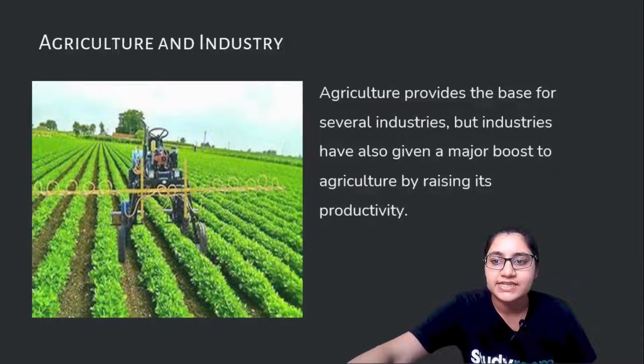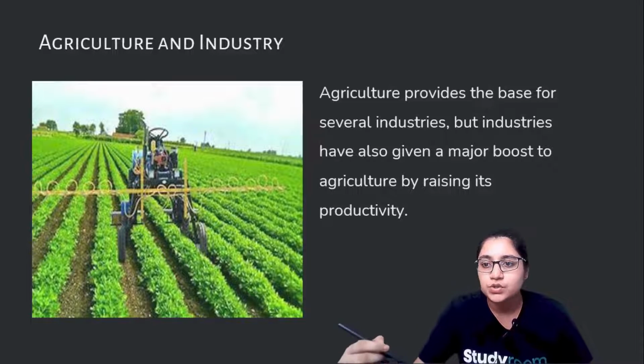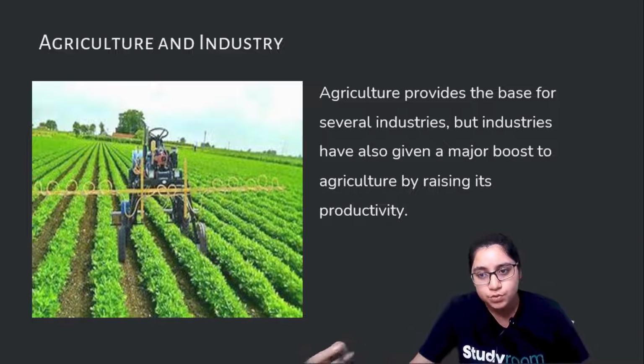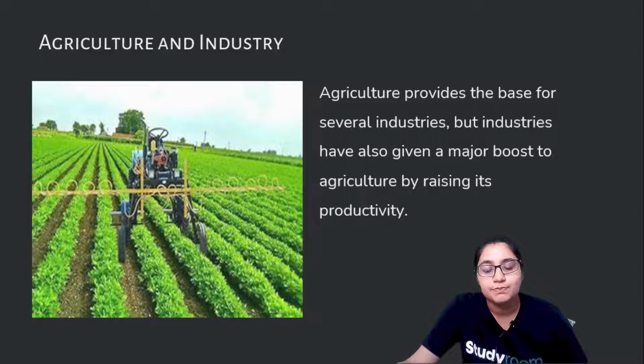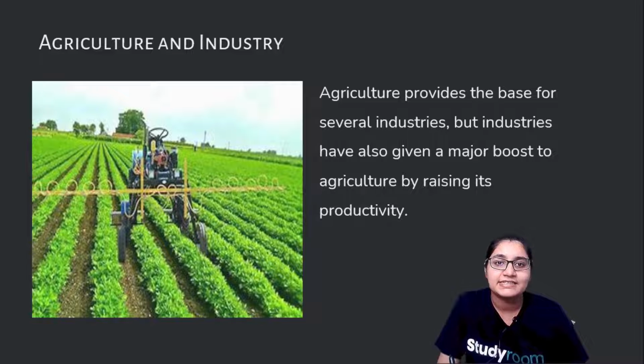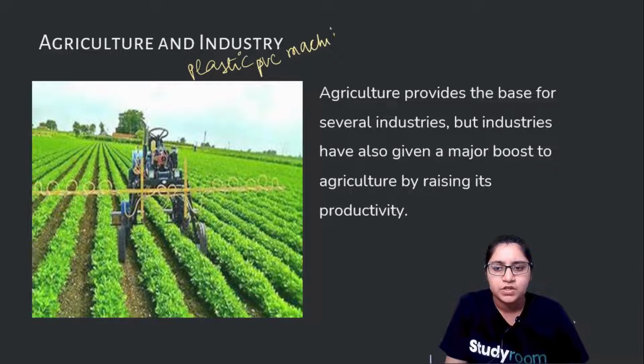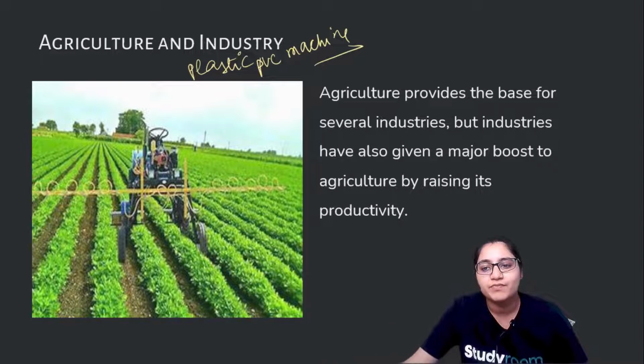Agriculture provides a base for several industries, but industry has also given a major boost to agriculture by raising its productivity. Agriculture depends on industry for raw materials and for products such as irrigation pumps, fertilizers, pesticides, plastics, PVC pipes, machines, tools, and whatnot. So the development and competitiveness of manufacturing industry have not only assisted agriculturists in increasing their production but also made the production very efficient. All right.